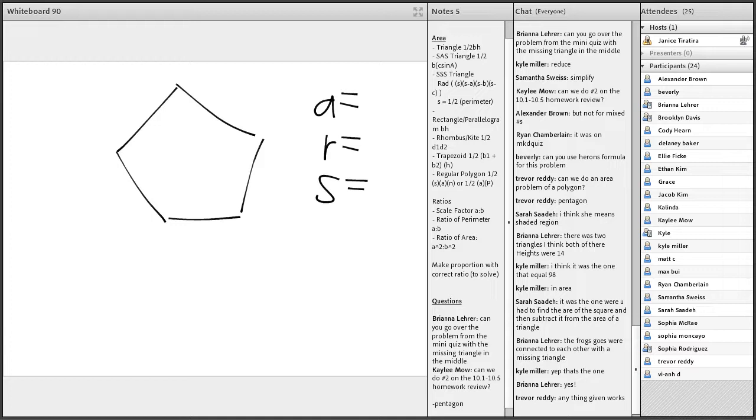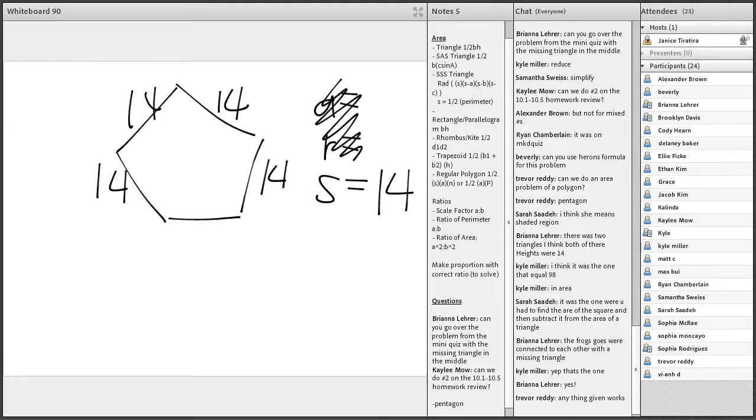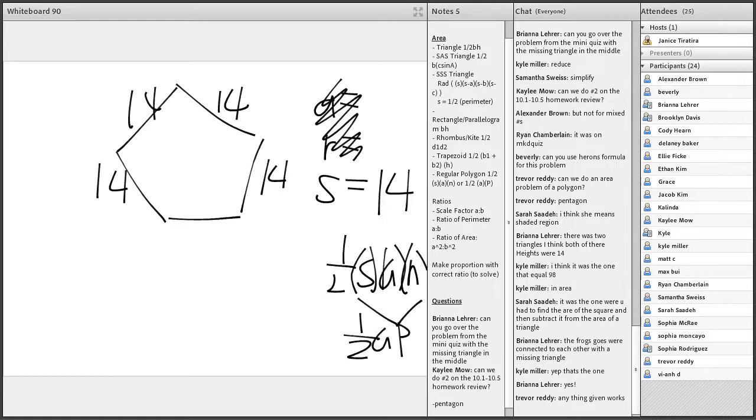Okay, let's do side. So let's make the side 14. Okay, so each side is 14. So the formula is 1/2 SAN or 1/2 AP. Same thing, exactly same thing, okay? So first you need to make a right triangle. Oops. So you would make a right triangle. And Trevor, are you okay finding this angle in here?